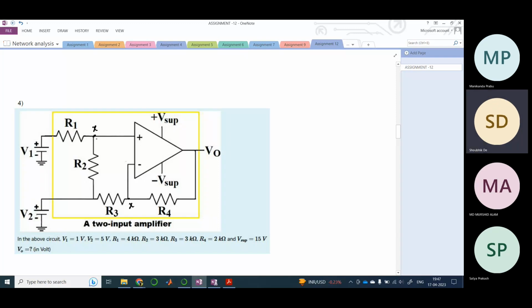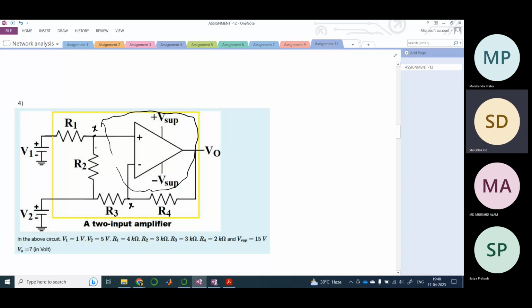Why? Because we can assume the op amp to be ideal in this case, since you can see that V1 and V2 are not directly connected to X, right? If that was the case, it would have been V1 minus V2, 1 minus 5 volts, but it's not the case here. So therefore we can apply the virtual short circuit principle. Once you do that, you can remove this part here.